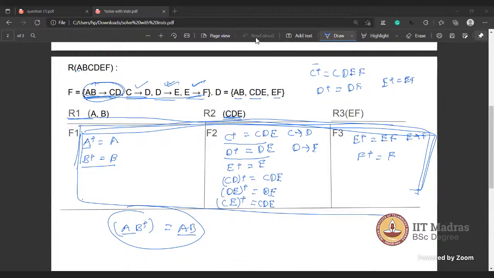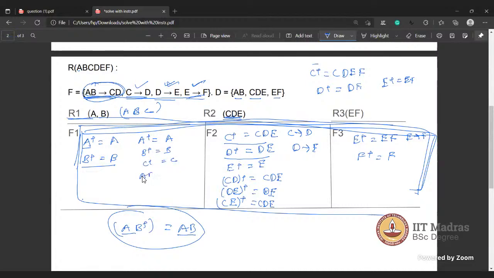Sir, if the R1 is A, B, C, then we can find. I think we can get it right. R1 is A, B, C. Okay, let's find it. So what will be the A closure? From the parent functional dependencies, A closure will be A only. B closure will be B only, and C closure will be C only.